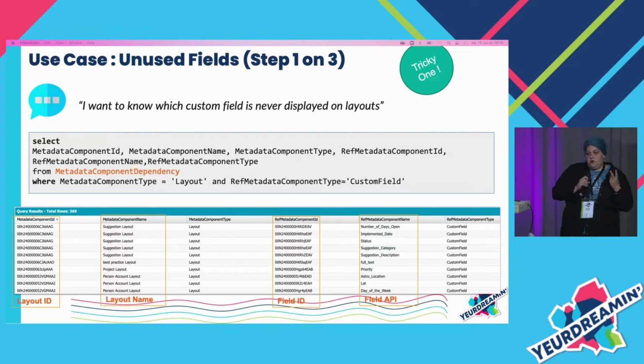So, two or three steps. First, you will query all the metadata component dependencies. It means that I will retrieve the link existing between a layout and the custom fields or the standard fields too. So which one is present on which layout? So now I have the list of everything that is included in one layout. This is the first step.